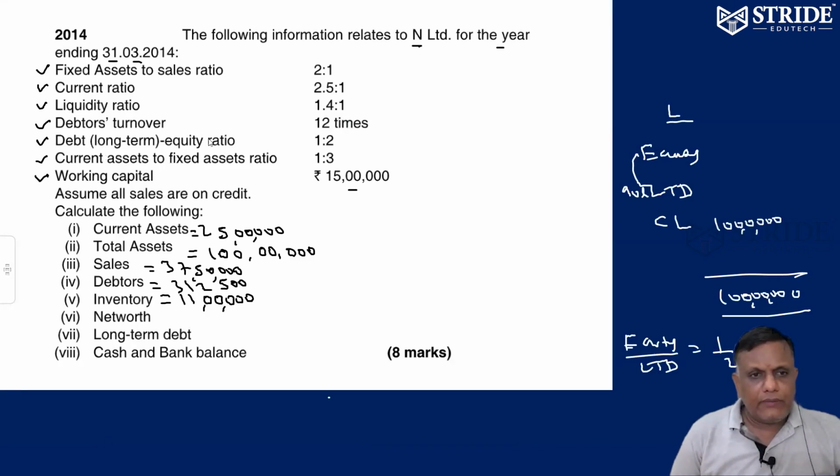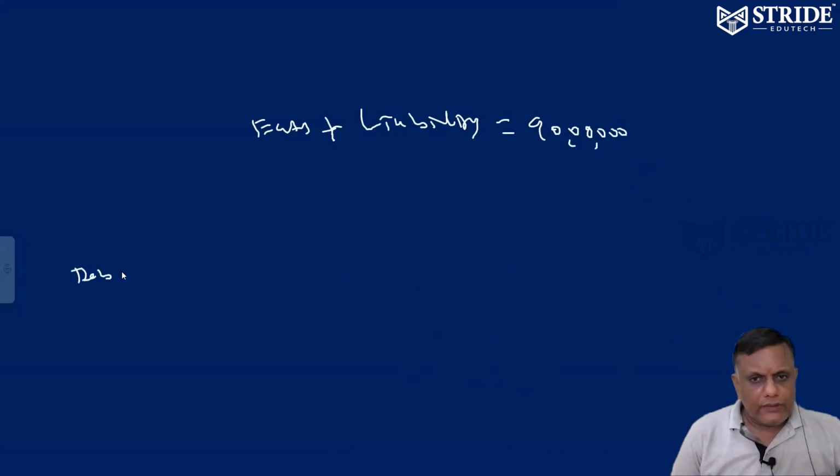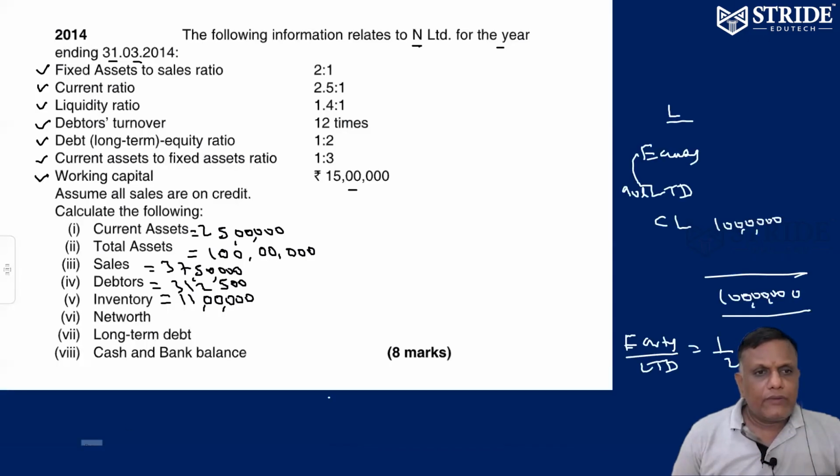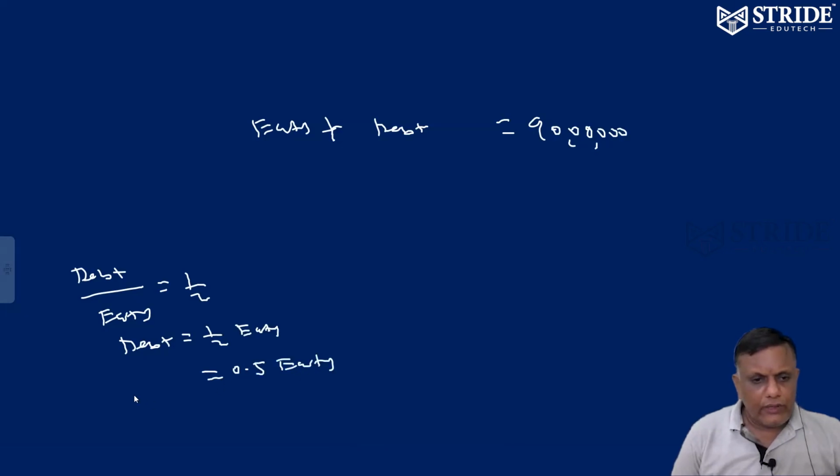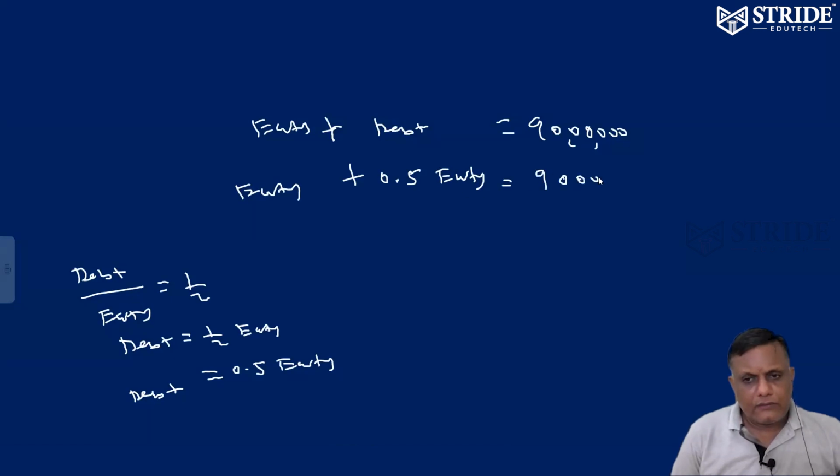Equity plus debt is equal to 90 lakhs. But here debt by equity is 1/2. So debt is equal to 1/2 into equity, that is 0.5 into equity. Debt is 0.5 equity, and equity plus debt is 90 lakhs. So 1 equity plus 0.5 equity is 1.5 equity. 1.5 equity is equal to 90 lakhs.